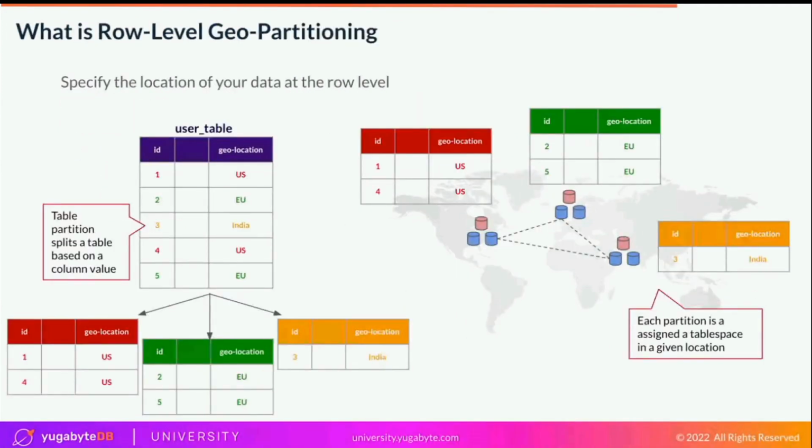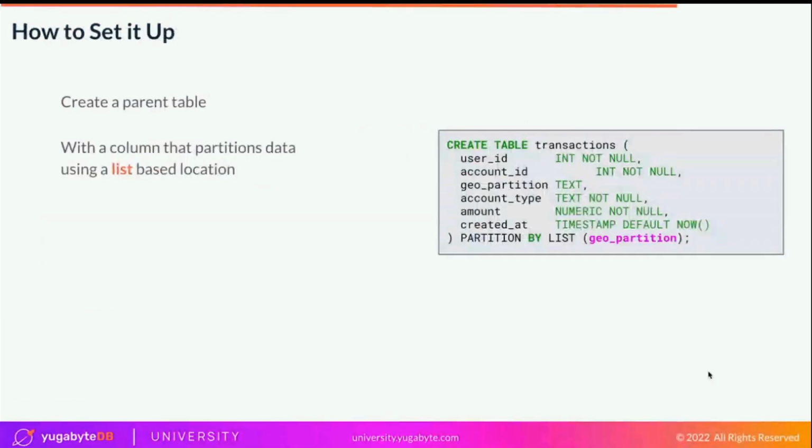So with row-level geo-partitioning, we could have something like our transactions table or user table in this case, where we're using the partition key as a way of defining not just the table partitions, but also assigning each to a specific tablespace. And that tablespace lives within a specific cloud region and zone. Right? You have geolocation for US, geolocation for European Union, geolocation for India. That's what the demo gave an example of how to do. Again, setting it up was pretty straightforward.